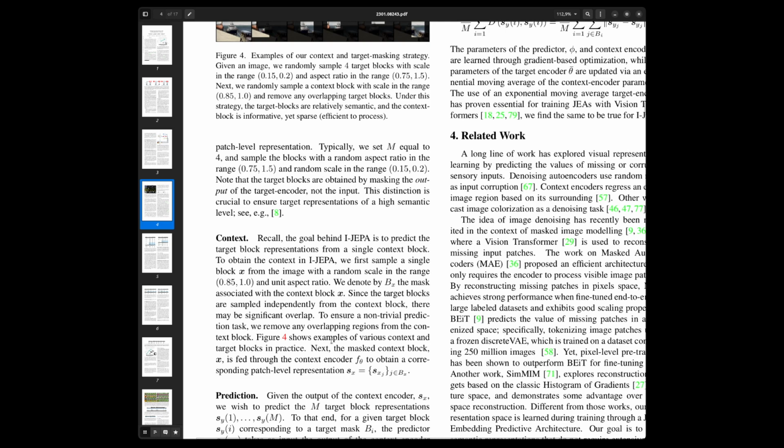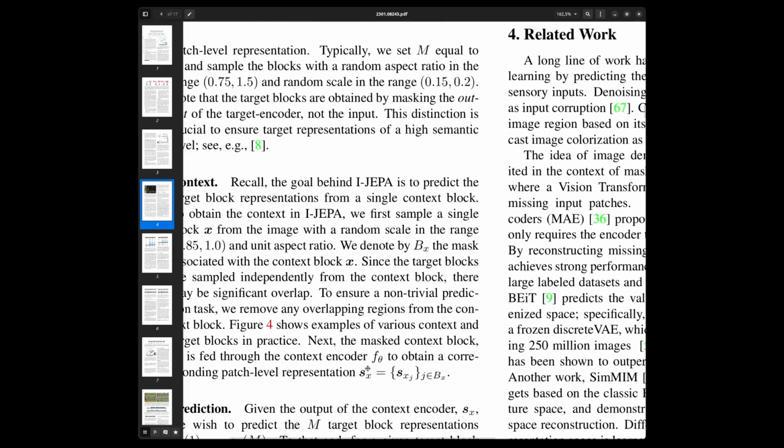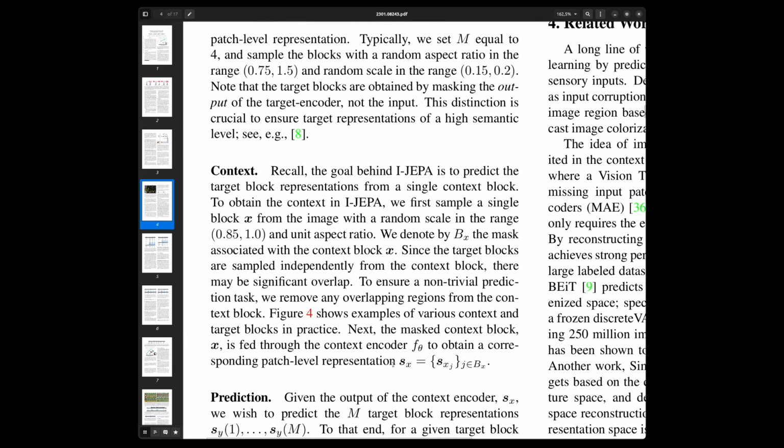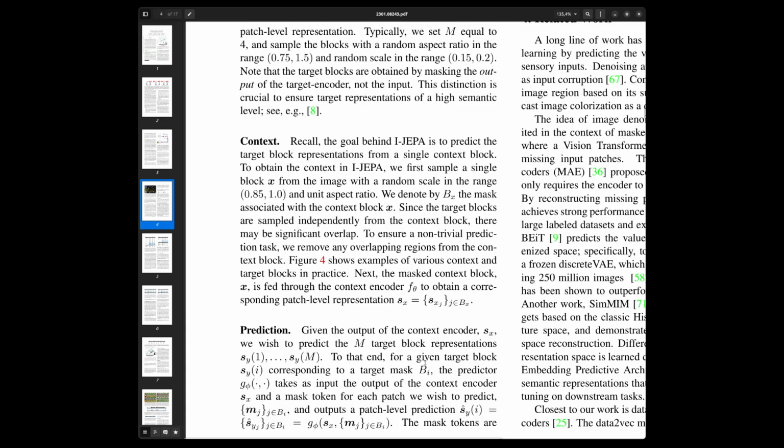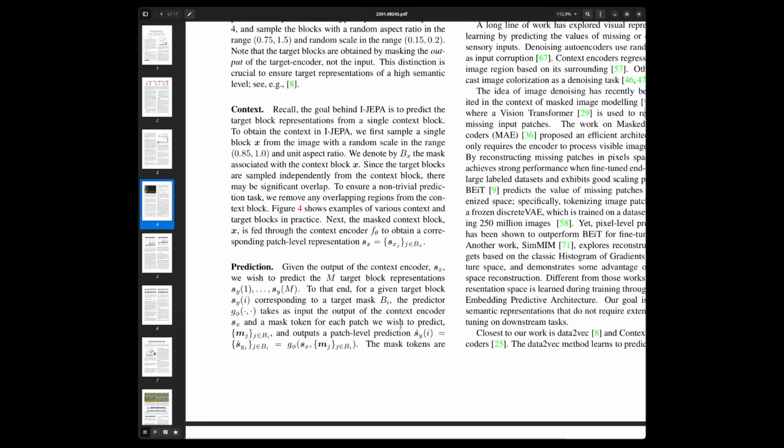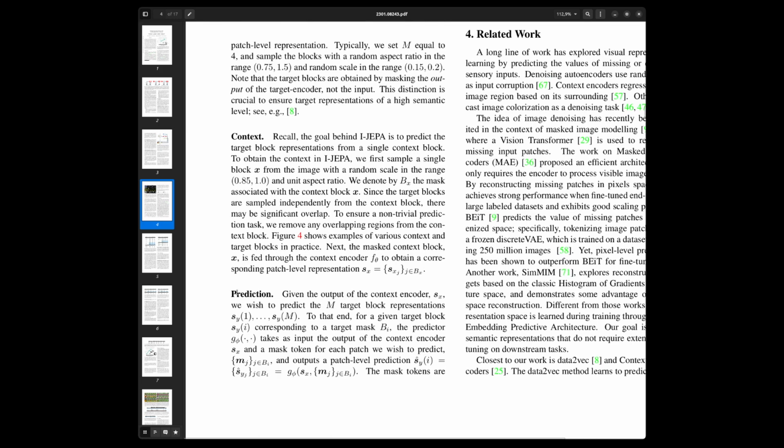Figure 4 shows a sample of various contexts and target blocks in practice. Next, the masked context block x is fed through the context encoder f theta, to obtain a corresponding patch level representation s_x. Prediction. This is the missing part that I was not really understanding. Given the output of the context encoder s_x, we wish to predict the M target block representations.